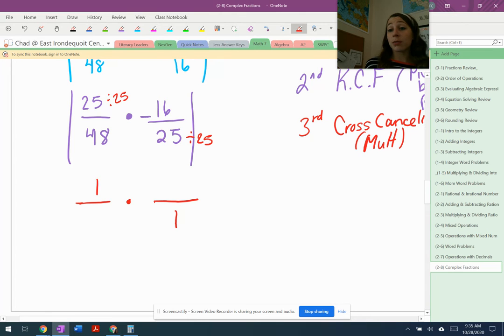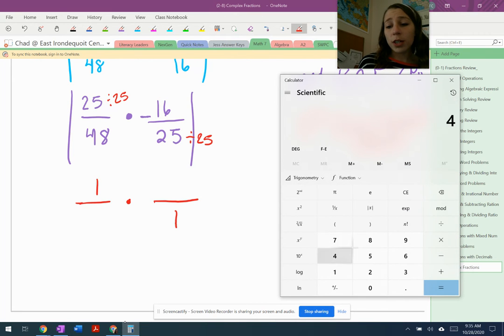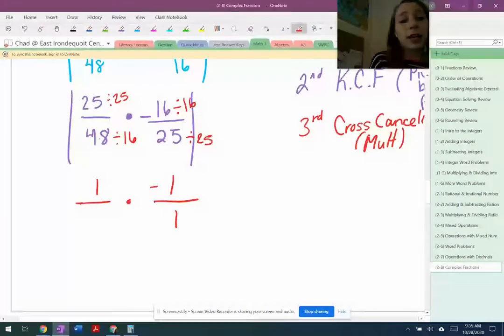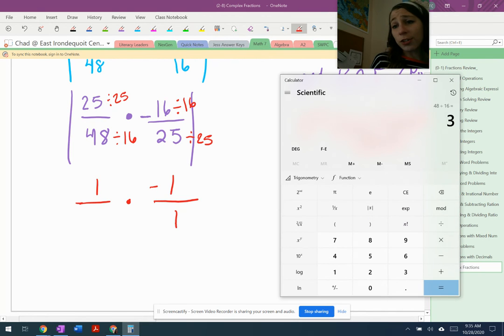Like I was talking to some of you about earlier this week, whenever you're trying to cross cancel, always check to see if the smaller number can fit inside the bigger number. So I'm checking to see if 16 can go into 48, which it can, 3 times, which is clutch. Because that means then I'm going to simplify these two by 16. Negative 16 divided by 16 is a negative 1. And 48 divided by 16, like I just did on my calculator, is a positive 3.